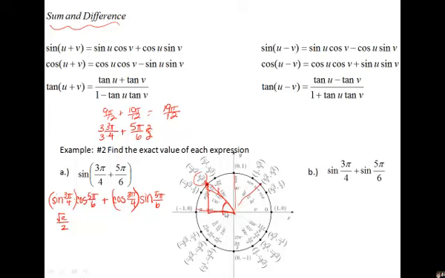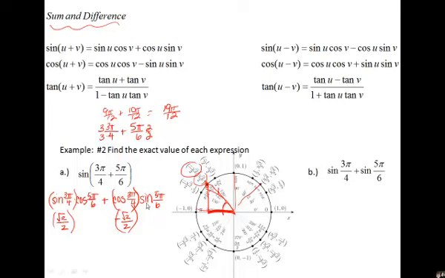This one right here, the cosine, would be the x value of that triangle, and it is negative because it is going backwards from the origin, so negative square root of 2 over 2. Alright, those were those two pieces. Okay, but then we also have to look at cosine of 5 pi over 6 and sine of 5 pi over 6.